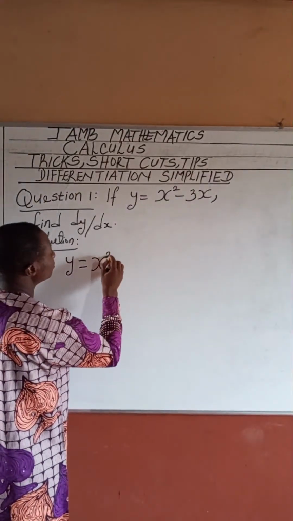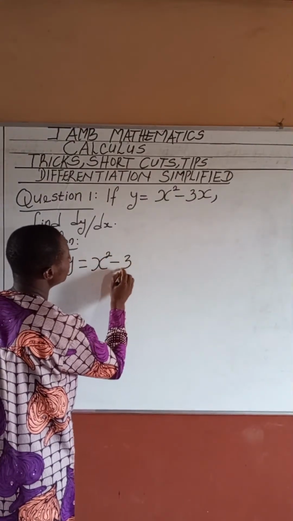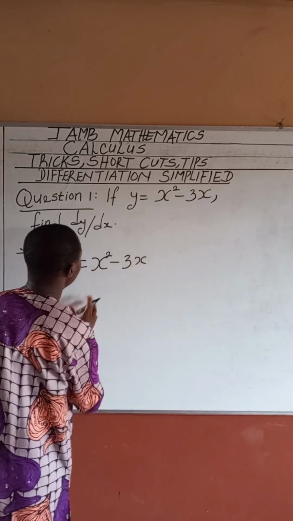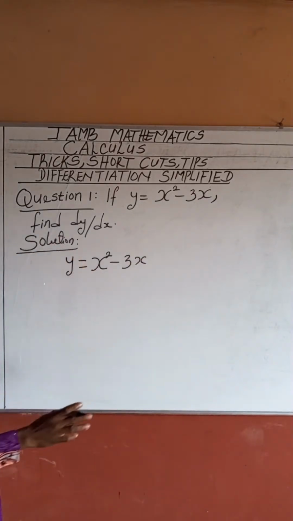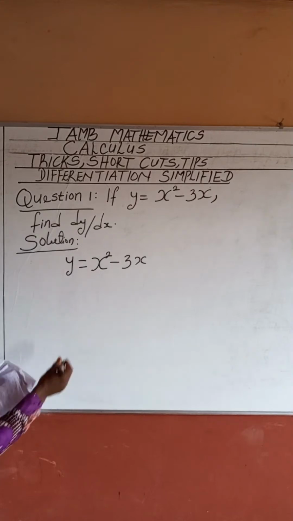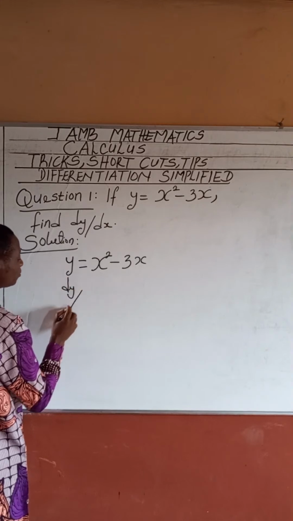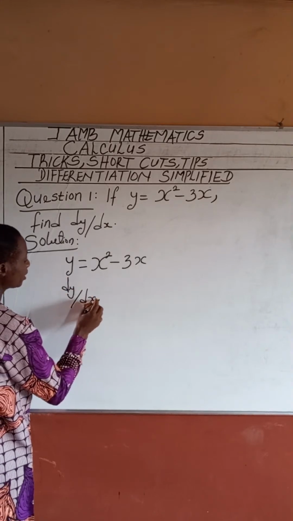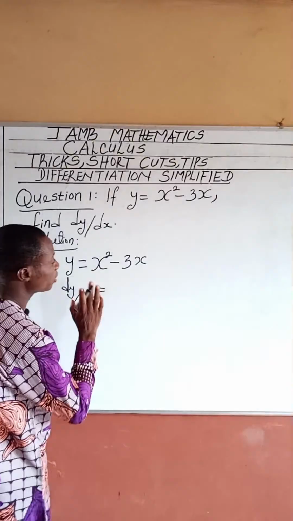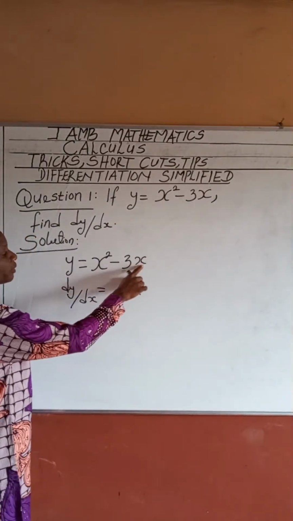y is equals to x squared minus 3x. And we are told to find dy dx. Most of us are scared of calculus, but you don't have to be scared of anything, okay? So what is dy dx? We have dy dx.